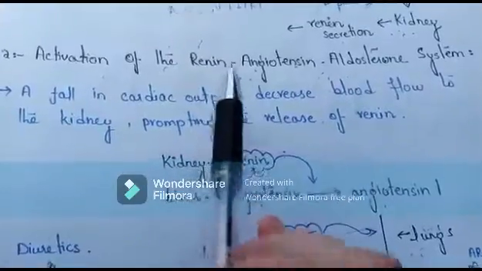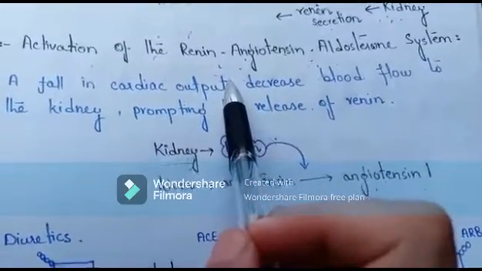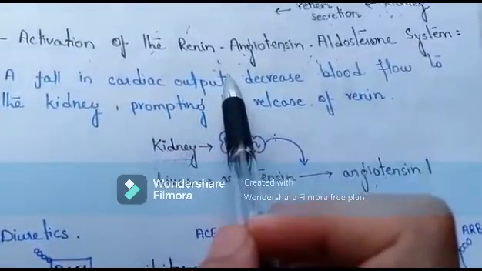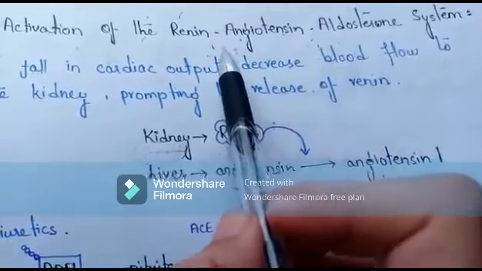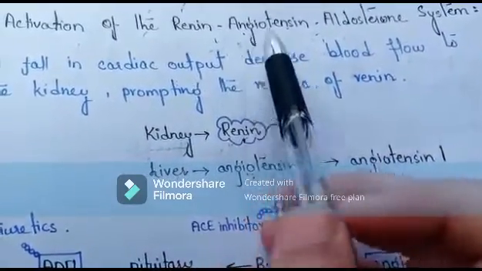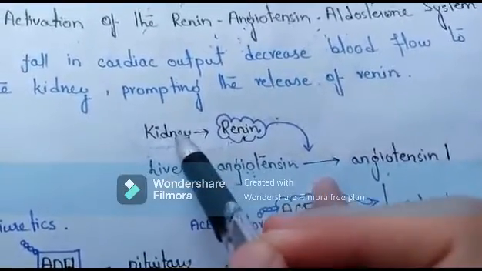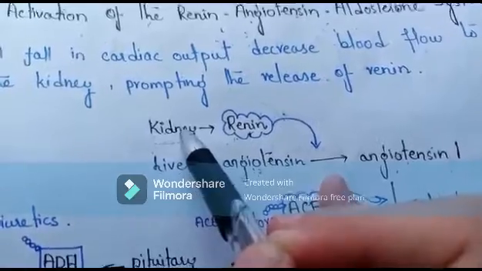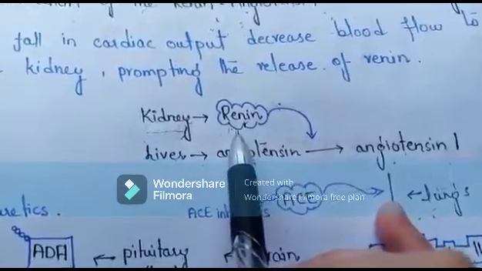The second compensatory mechanism is the RAS system. The RAS system also increases the cardiac output. How does it increase cardiac output? Basically, the decreased blood perfusion to the kidney due to a low cardiac output is sensed by the kidney, and the kidney thus releases renin from the juxtaglomerular cells.